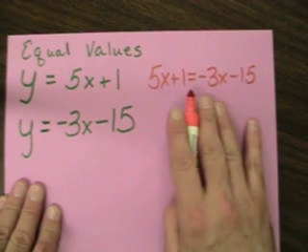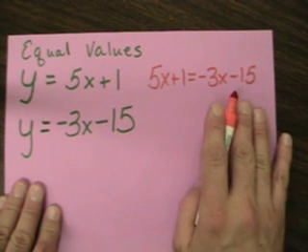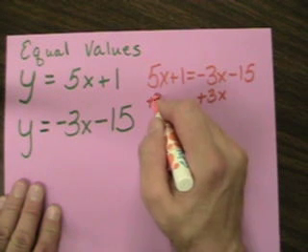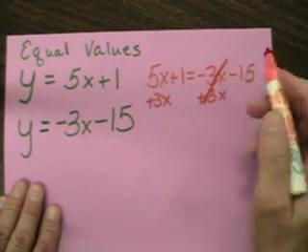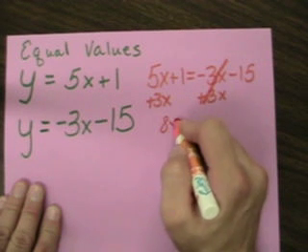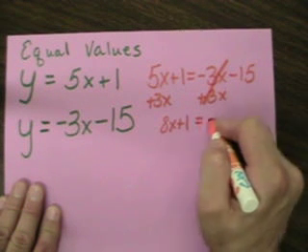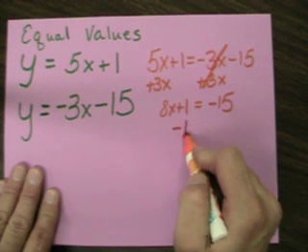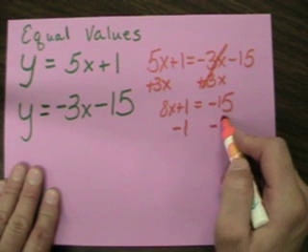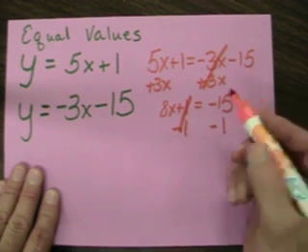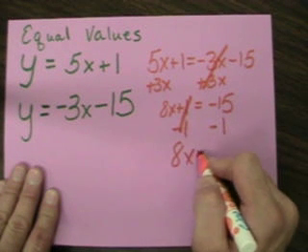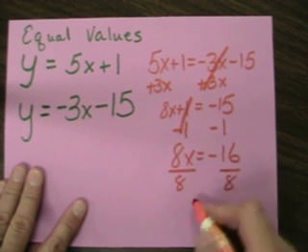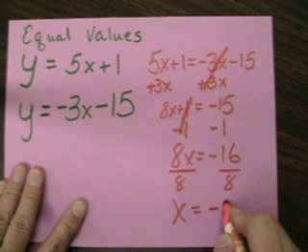The advantage here is that one of my variables is gone, which makes it easier to solve for. Okay, I'm going to move my x's to the left. I don't have to, but that's very normal. That gives me 8x on this side plus 1 equals negative 15. Now I'm going to move my constant across, doing the opposite, that's 0. So I get 8x equals negative 16. Divide by 8. I get x equals negative 2.